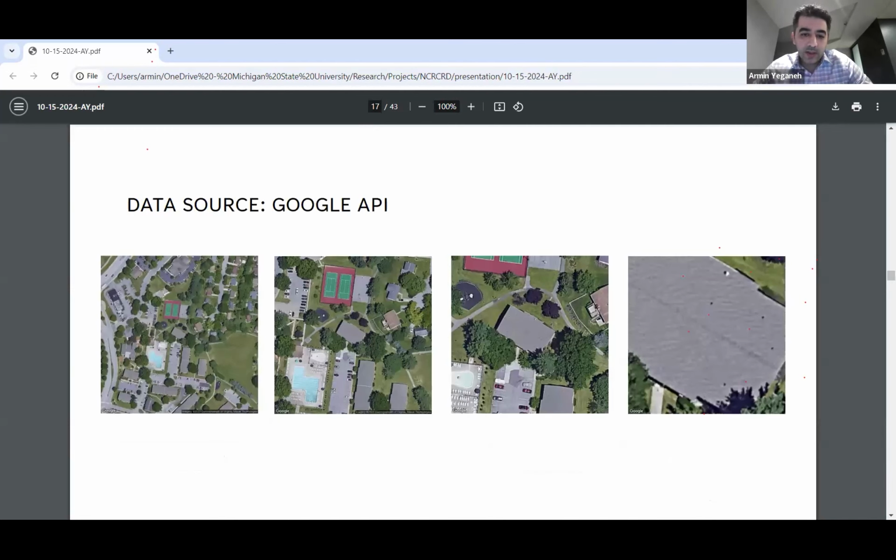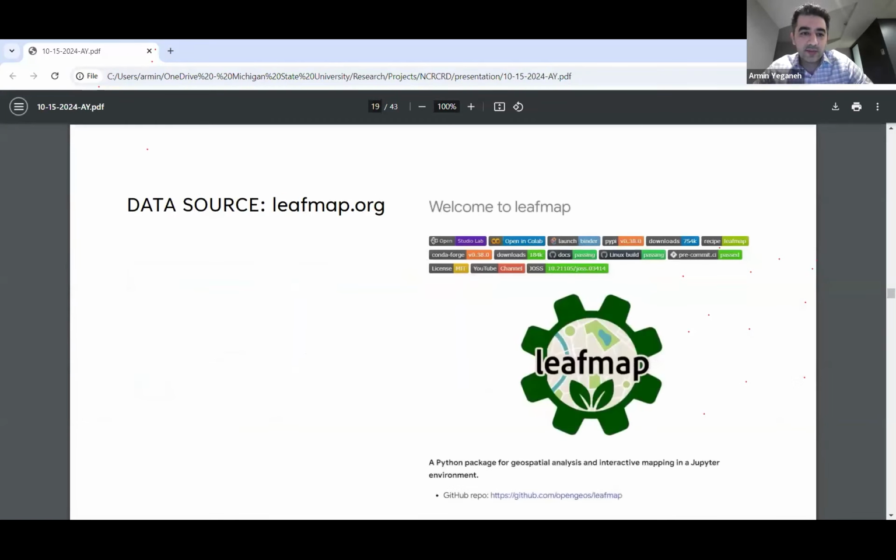So starting this project, I focused on obtaining data from Google's aerial images. I found it a bit unaffordable because we had to obtain millions of images from each state, and it was kind of expensive. So another solution that I found was a leaf map, which is a very helpful package developed for Python. And it was connected to Google servers, and it allowed us to extract aerial images without the need to use the paid version of the Google API, which was very helpful.